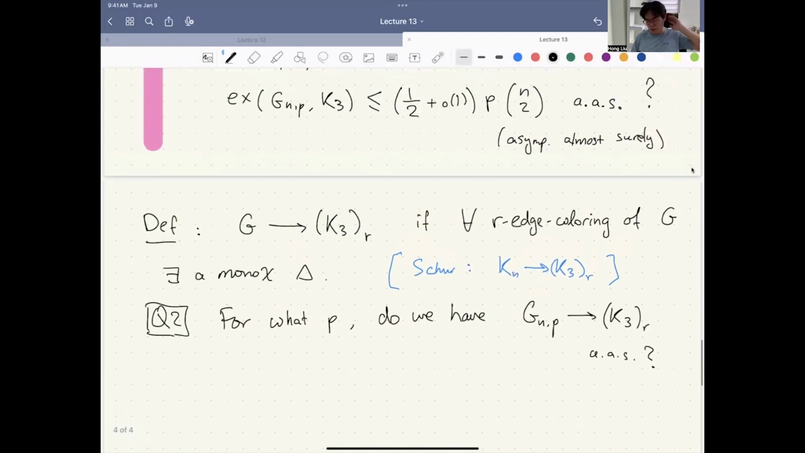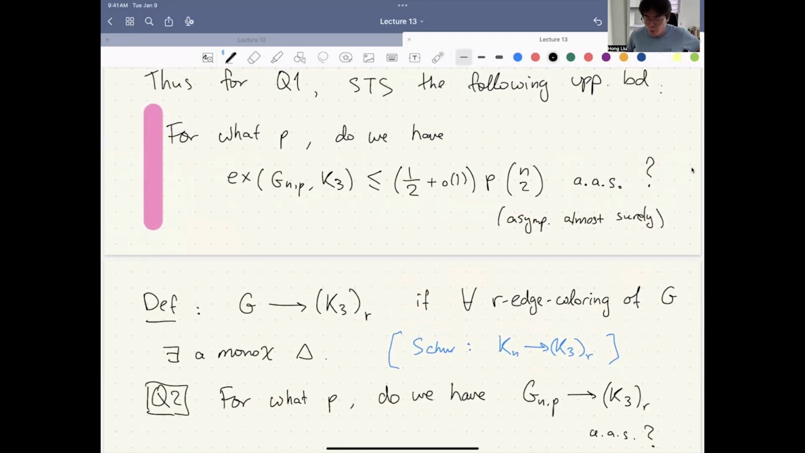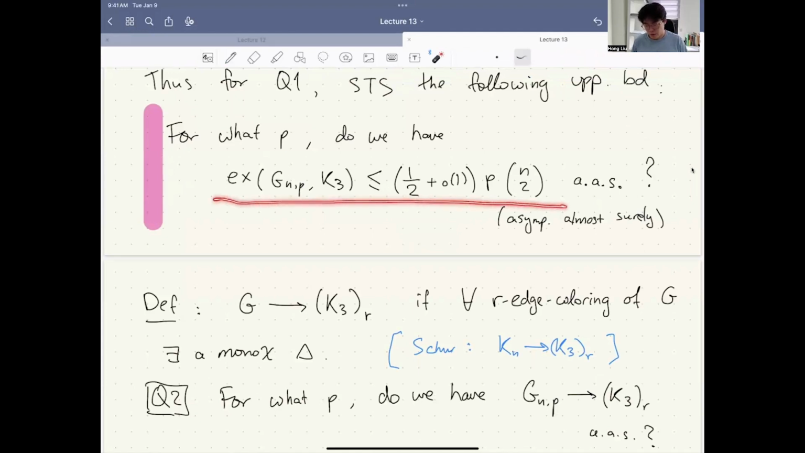Let's first look at the random Mantel theorem, the first question. We need to prove this upper bound. Let's state the statement one more time. With probability tending to 1, the largest triangle-free subgraph of G(n,p) has no significantly more than half of its expected number of edges, which is p times n choose 2.